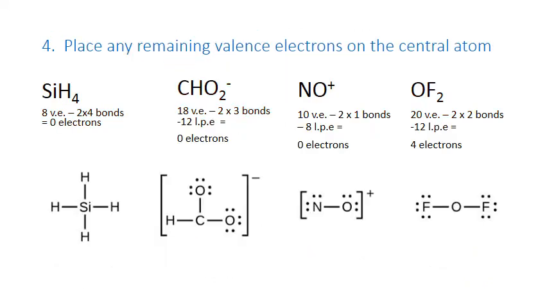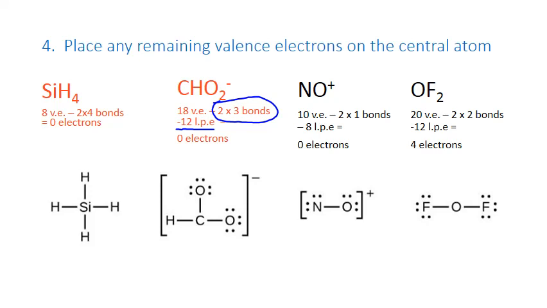Before I can do the fourth step, I have to figure out how many valence electrons I have left to place on the central atom. That means I subtract out the number of lone pair electrons from my total valence electrons for each molecule. In silane, I didn't place any lone pair electrons, so I don't change this calculation at all. It's still at zero electrons. For formate, I placed 12 lone pair electrons, six on each oxygen atom. I subtract that out from my total, and include in that subtraction, of course, the number of electrons that were in the bonds I placed between the carbon and the oxygens and hydrogen. Combining all of that leaves me with zero electrons. I have no more electrons to place on that central atom.